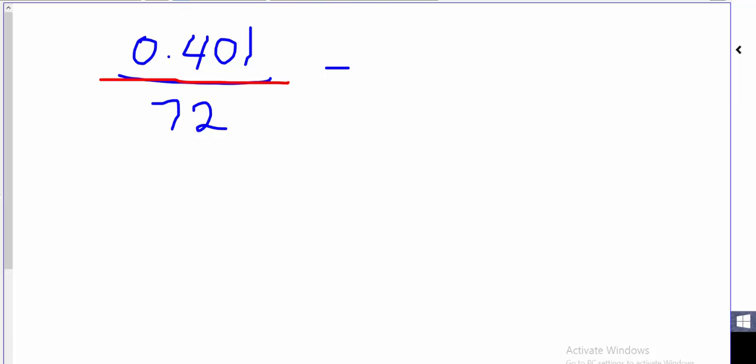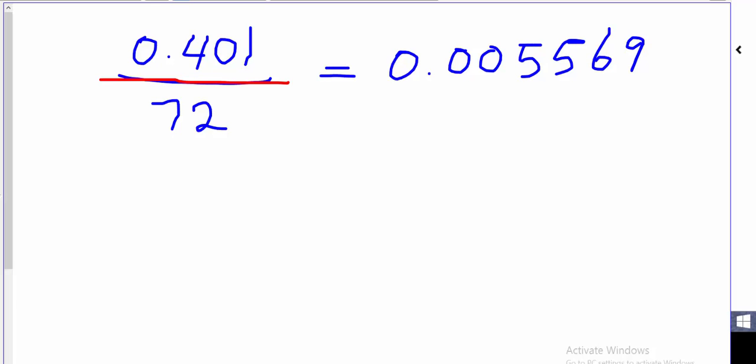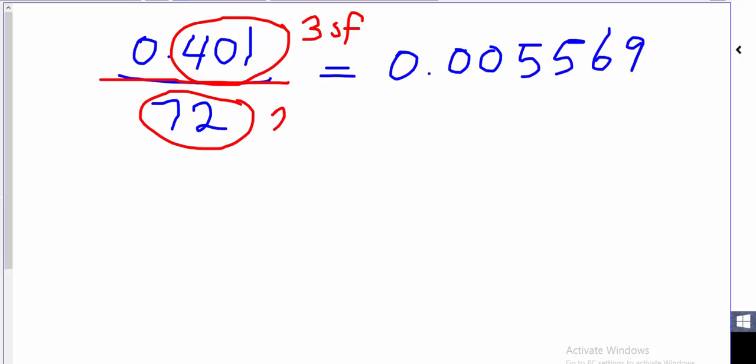and recognizing that here. So 0.401 divided by 72, if I do that in my calculator, or you want to do some long division, we get 0.005569, the value that comes out. Let's have a look at significant figures here. On the top, in my numerator, I have 3 significant figures. The 4, the 0, and the 1 are all significant here. And on the bottom, I have only 2 digits, but they're both non-zero, and so they're both significant.